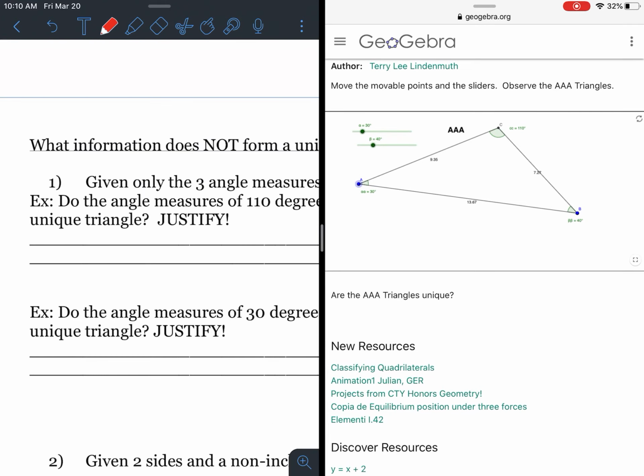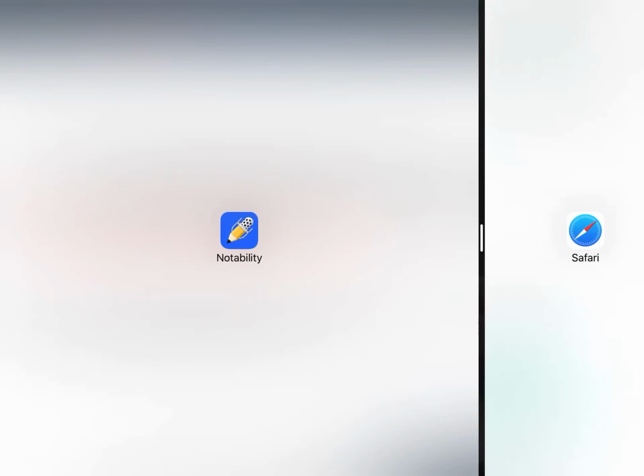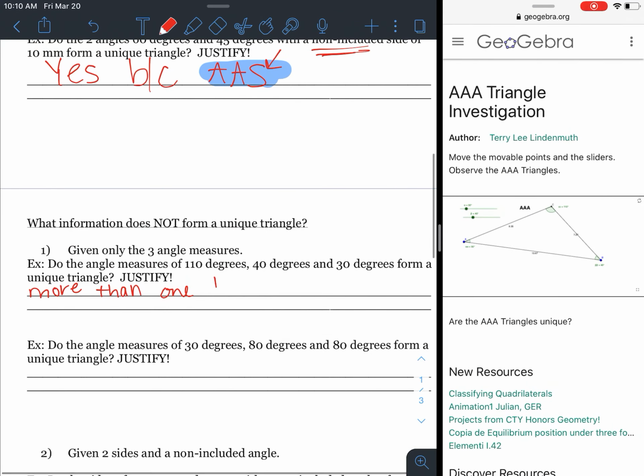So this one would be more than 1, because all triangle angles equal 180 degrees. So since they only gave us the 3 angles, we don't know if it's a teeny tiny triangle, if it's really big. We don't know the size. We just know the 3 angles, which are always 180.